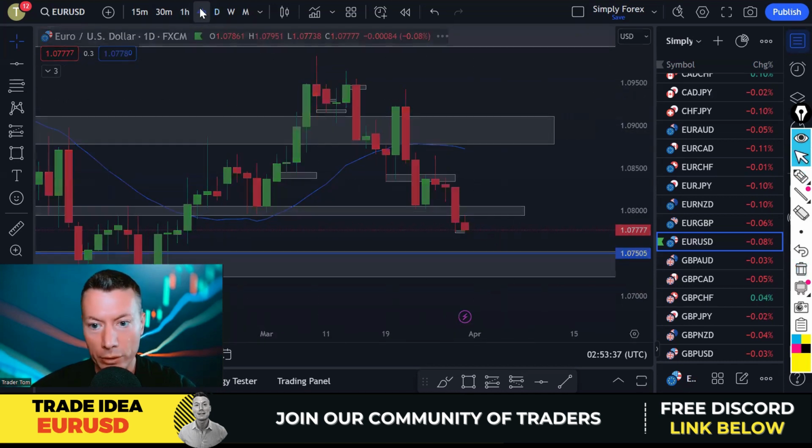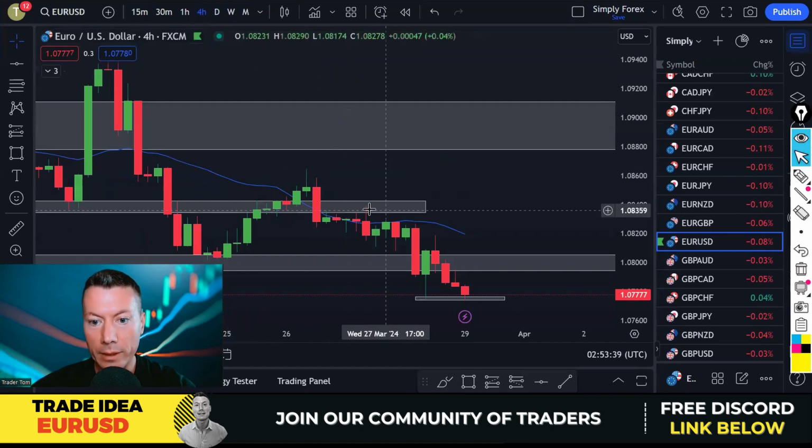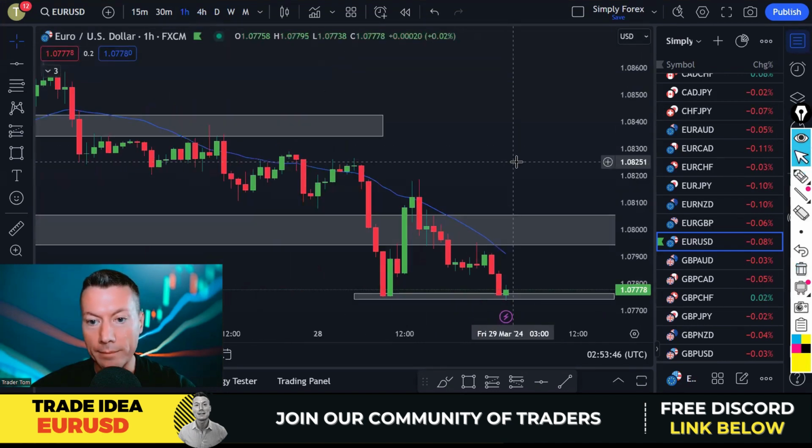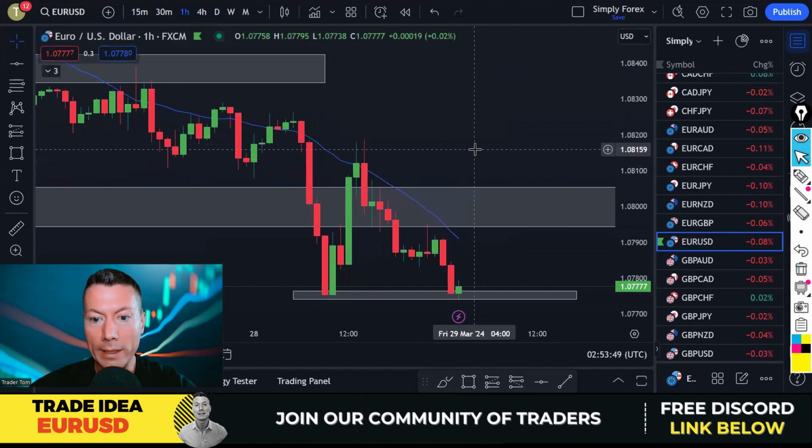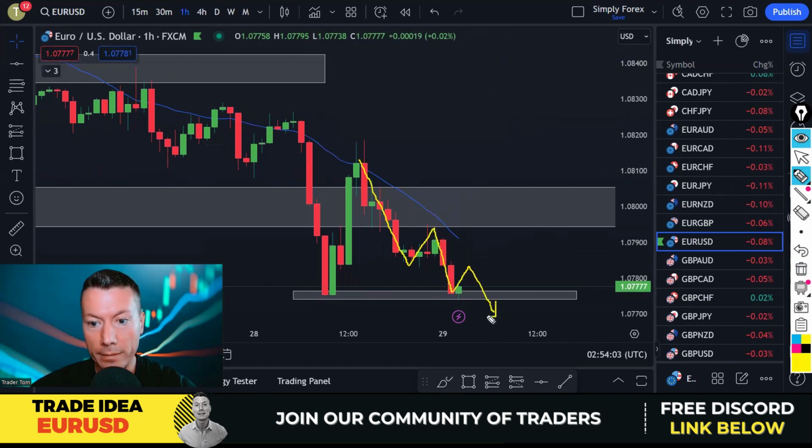Let's have a look at the H4. You can see this area of support here. And then if we drop down to the H1, a couple of ways we can trade this, okay? First and foremost, we get a break of these lows. So price is still in a H1 downtrend. Maybe it does this and we get a break, okay? We can start selling here, take it down to that support level. That's really what I want to see.